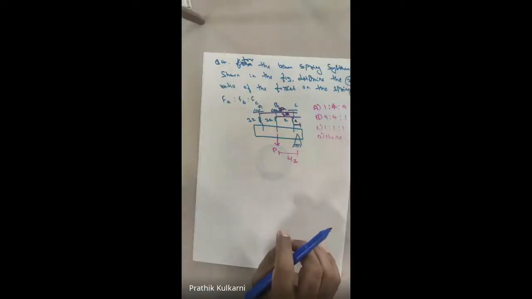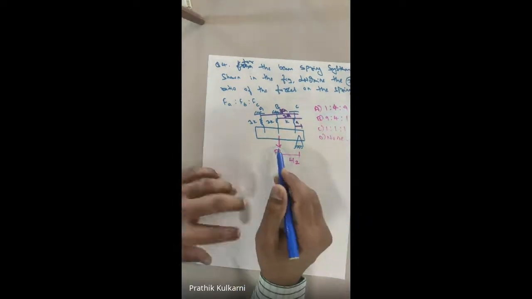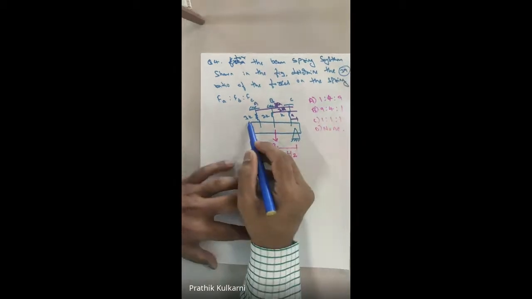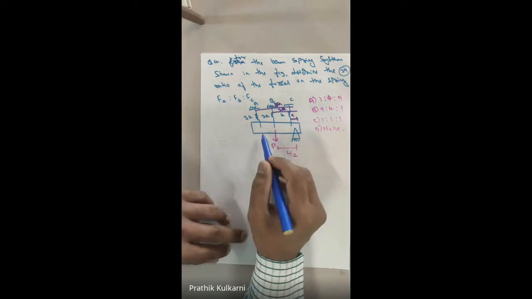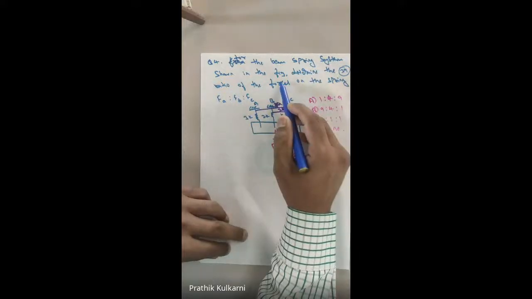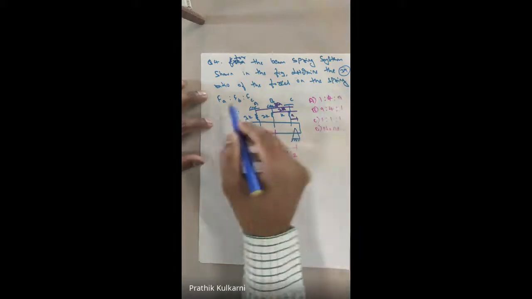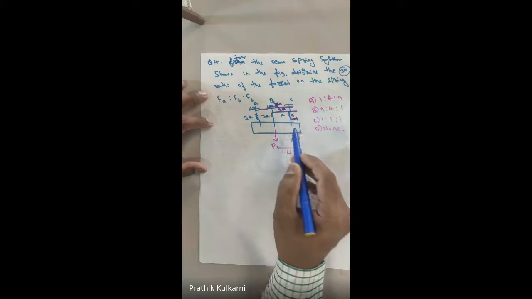Good morning, students. As you know, yesterday I gave you a problem where we have three springs, and the stiffness values were given as 3K, 2K, and K. I think yesterday you just copied this question. For the beam spring system shown in the figure, determine the ratio of the forces on the springs, FA is to FB is to FC. So you have to just find this.